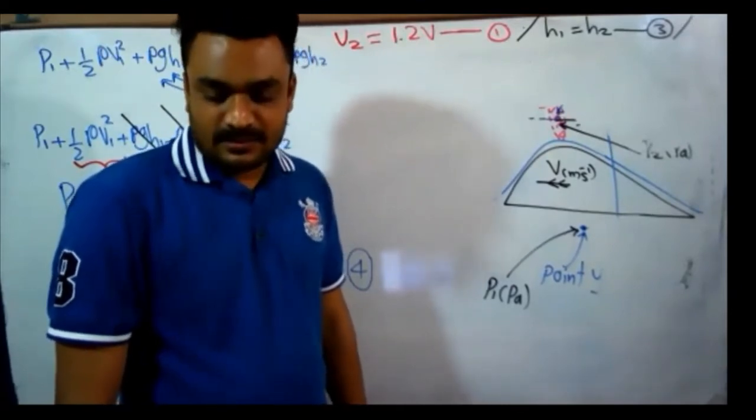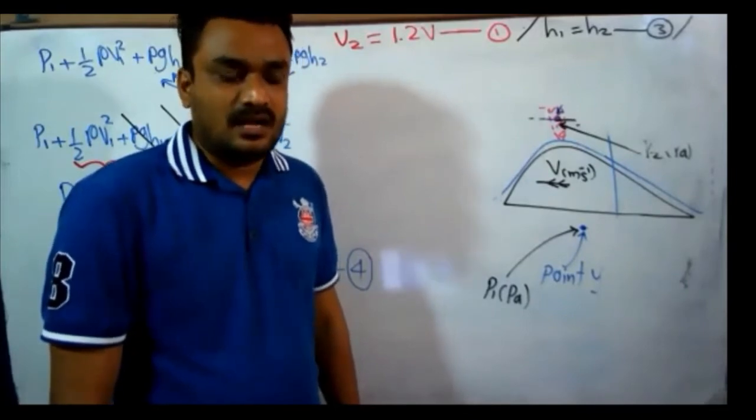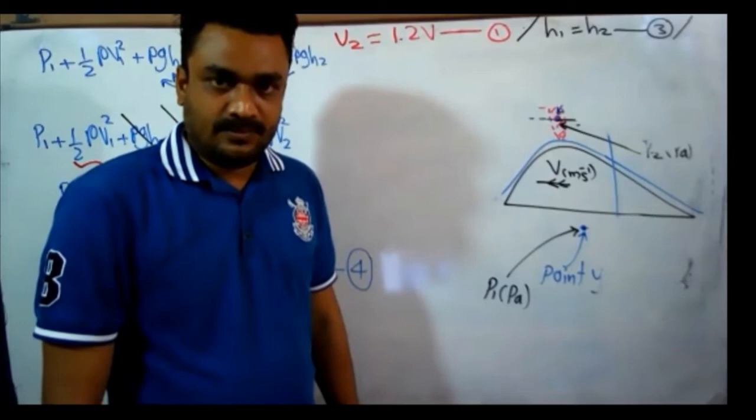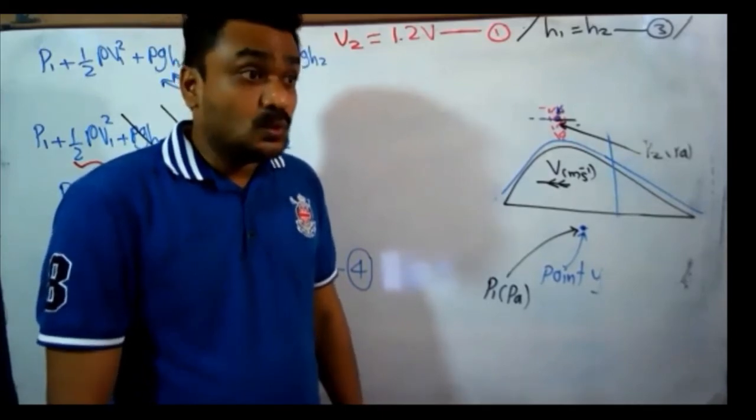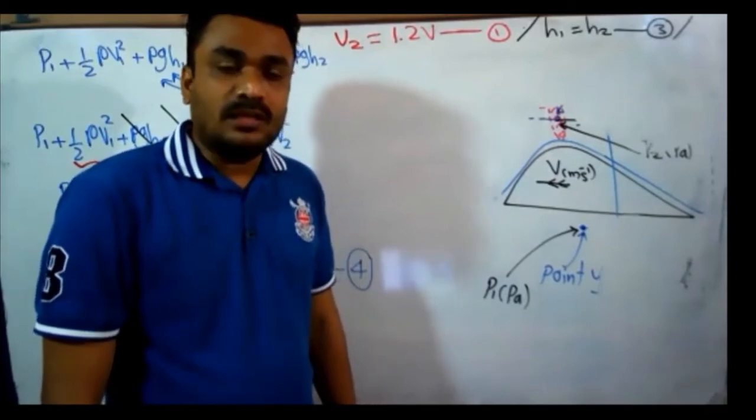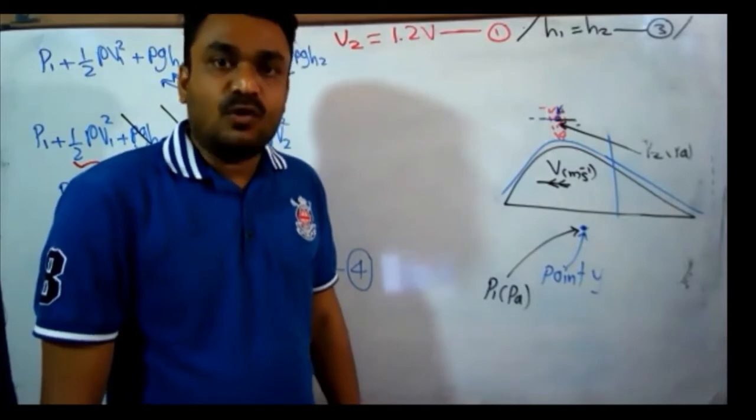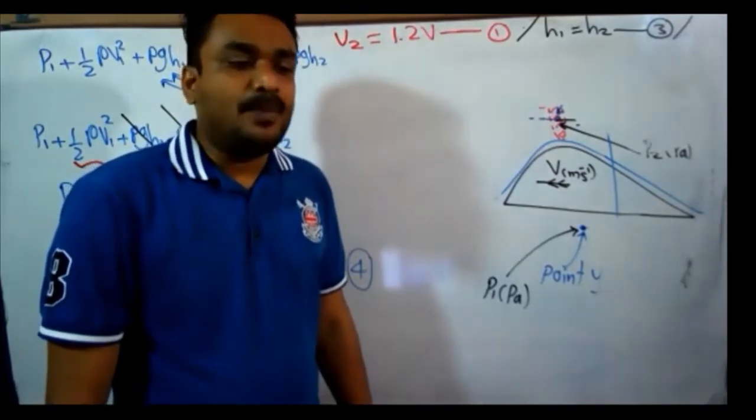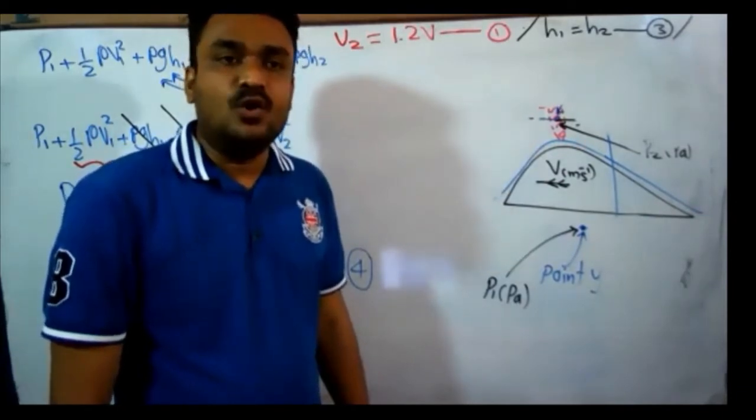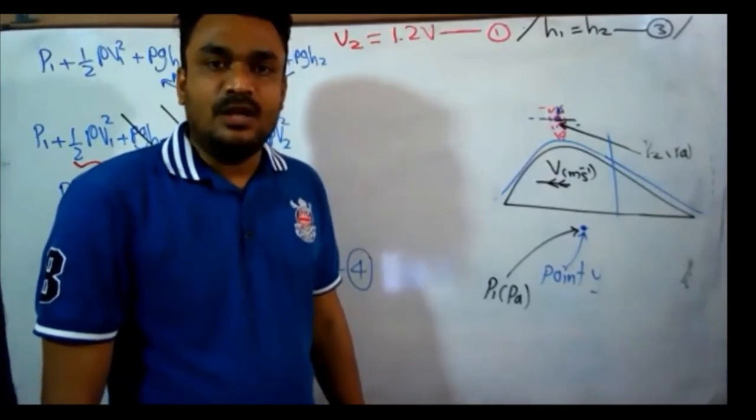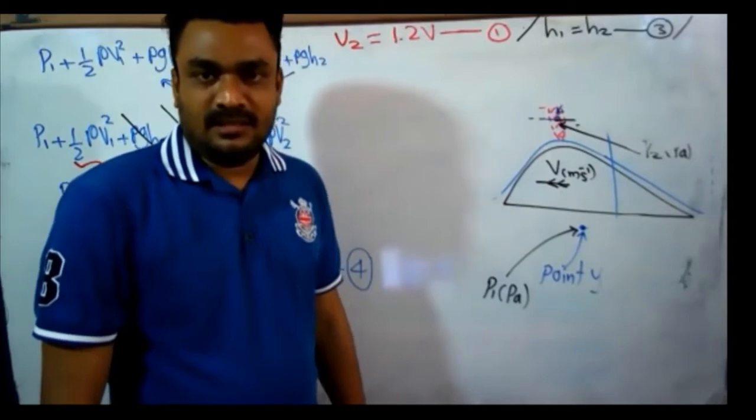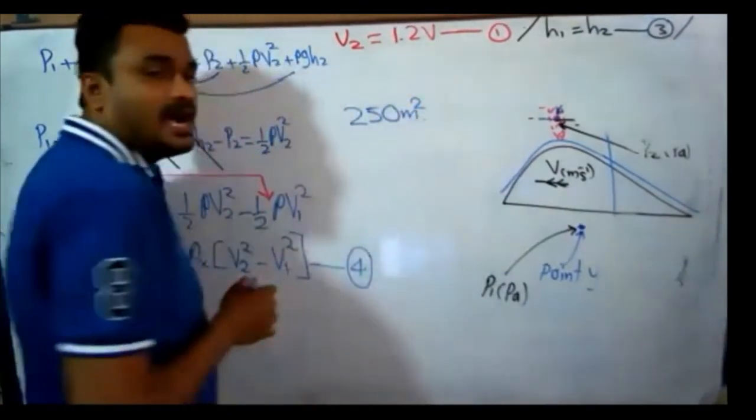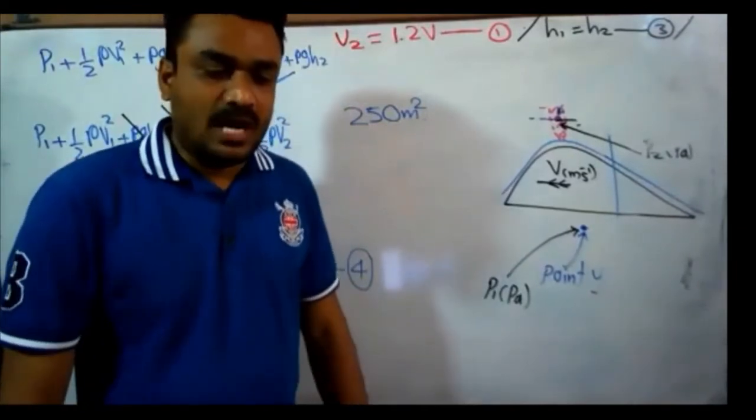Effective surface area. Full stop and continue. Effective surface area for the pressure forces for both wings, comma, both upper and lower surfaces, comma, given as 250 square meter.